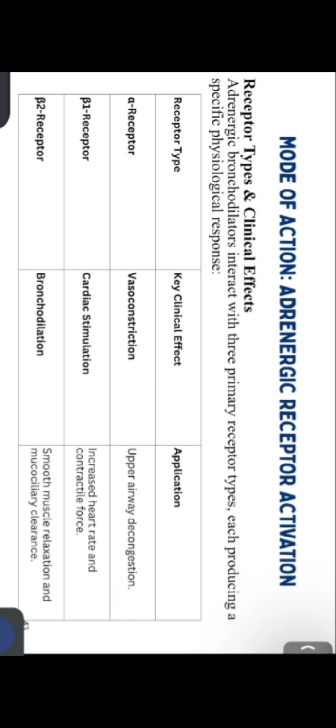So, let's go on with the mode of action of adrenergic receptor activation. Receptor types and clinical effects. Adrenergic bronchodilators interact with three primary receptors, namely the alpha receptor, the beta 1 receptor, and the beta 2 receptor, each producing a specific physiological response. Let's start with the alpha receptor. Its key clinical effect is vasoconstriction, and application is for upper airway decongestion.